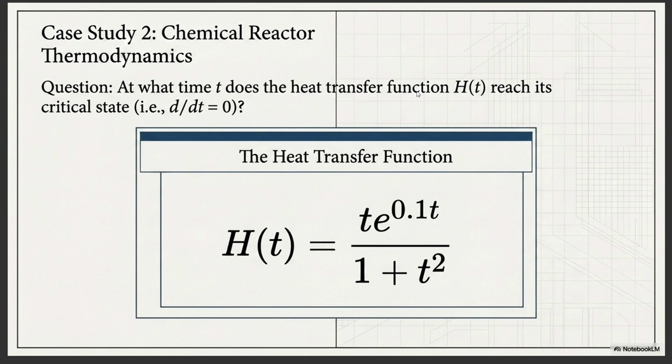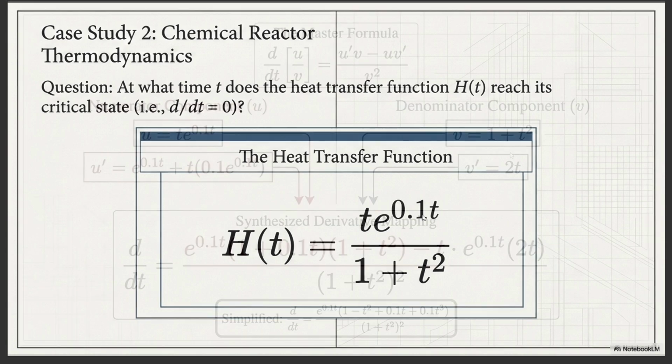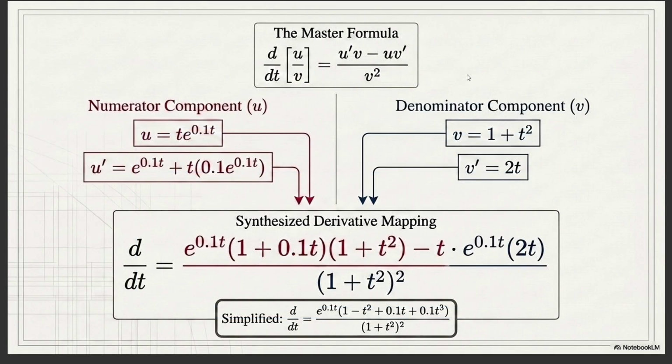We are given the heat transfer function of the reactor, which is H(t) equals t e^(0.1t) divided by 1 plus t². Alright, to find the derivative, let's look at the second slide. Because our function is a fraction where both the top and bottom contain the variable t, we must use the quotient rule. You can see this at the top of the slide as our master formula: u'v minus uv' divided by v².